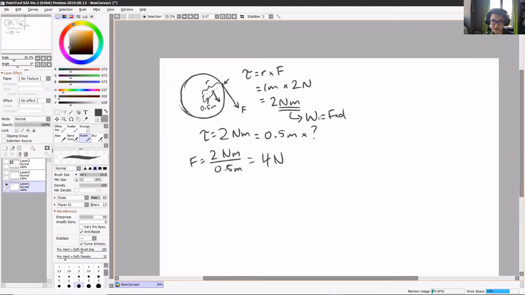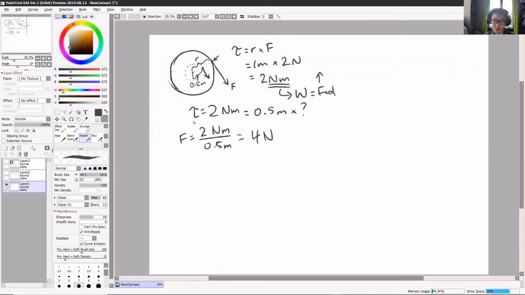And that makes sense. This point will travel less than a point on the outside of the wheel. And so when the distance traveled is smaller, the force you feel is greater. And that's consistent with our formula over here.